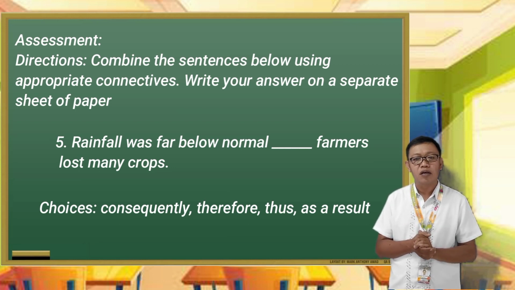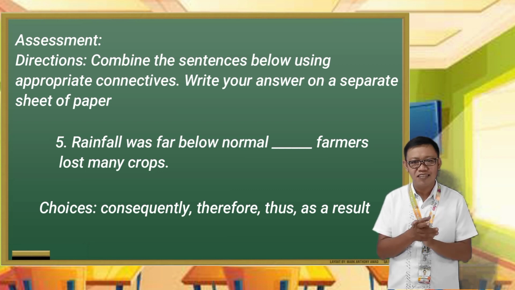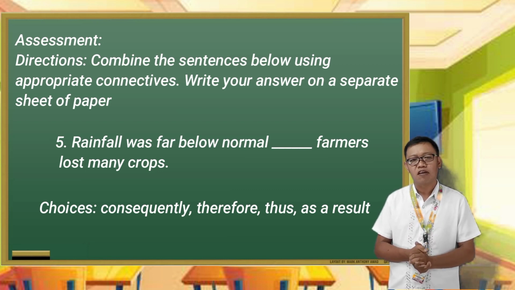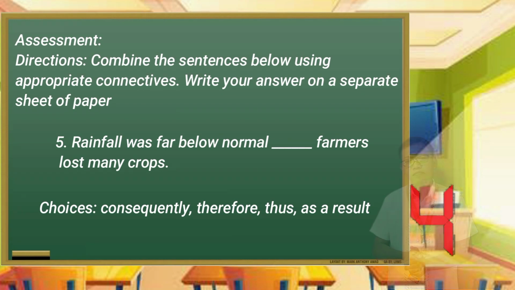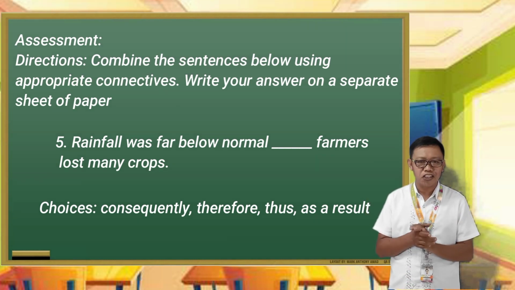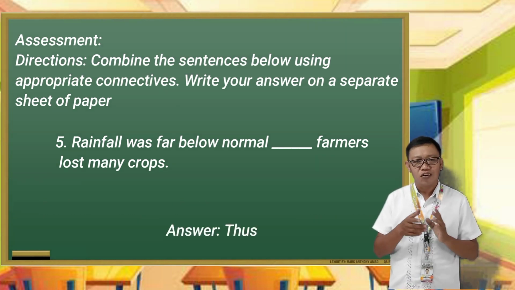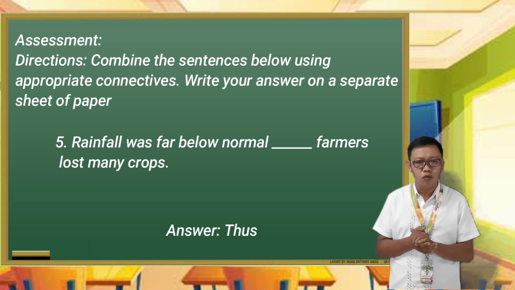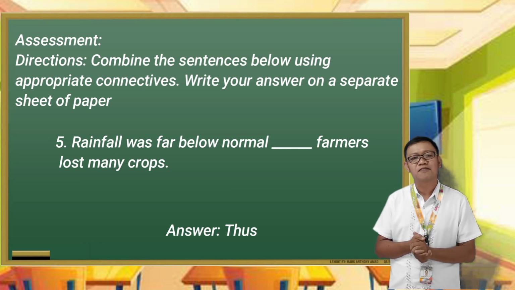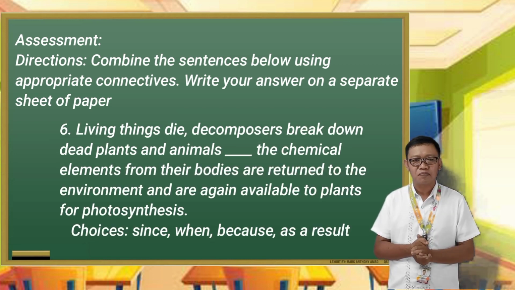Blank, farmers lost many crops. Choices are consequently, therefore, thus, as a result. The answer is the word thus. Rainfall was far below normal. Thus, farmers lost many crops. Number 6. Living things die.